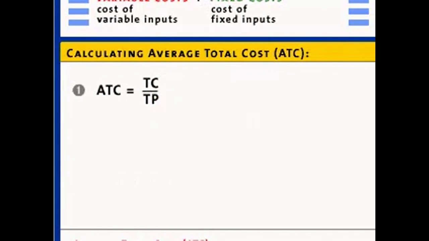Now, we'll represent all of these curves together in a single graph. We'll put the average variable cost curve together with the average fixed cost curve and derive the average total cost curve. And the method that we'll use is the method of vertical summation, the same method we used a little while ago when we first drew the total cost curve.